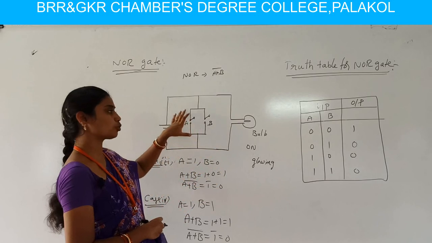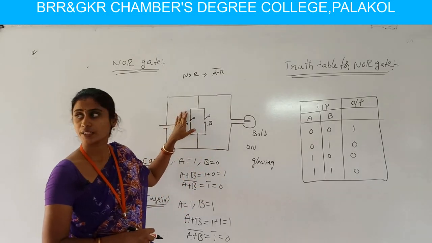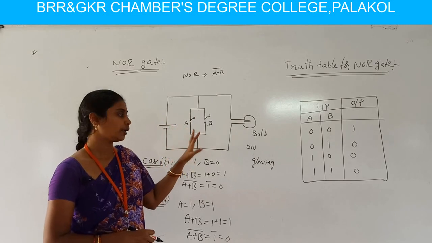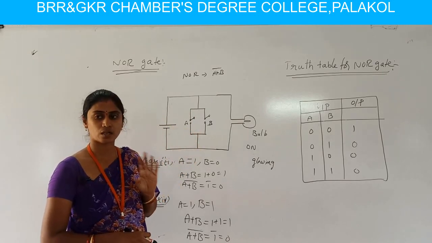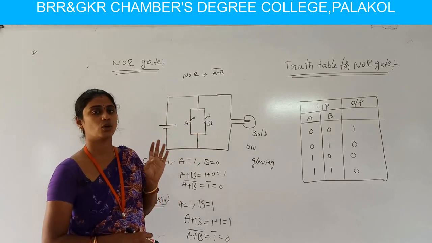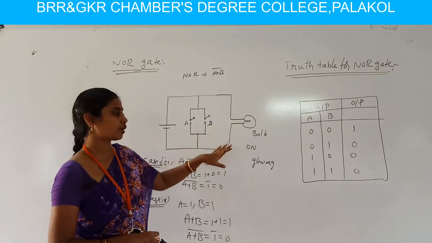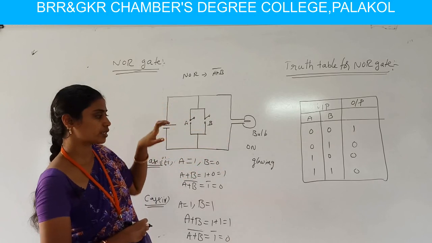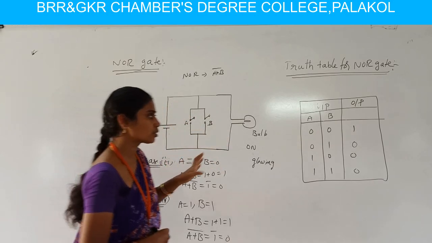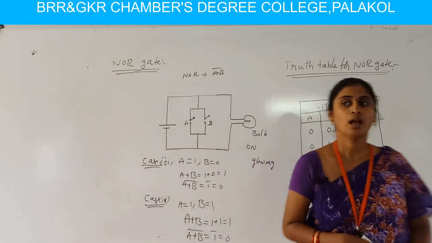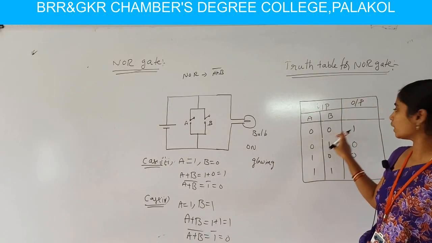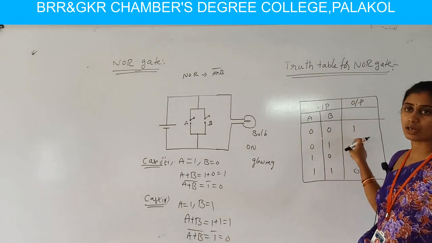It means these two switches are closed, current is flowing through the circuit, but we still have low output. It means the bulb is not glowing in the circuit, which is the low logic level. The circuit has high inputs but the output is low. So from this NOR gate truth table we conclude that only when the inputs are low is the output in a high logic level.